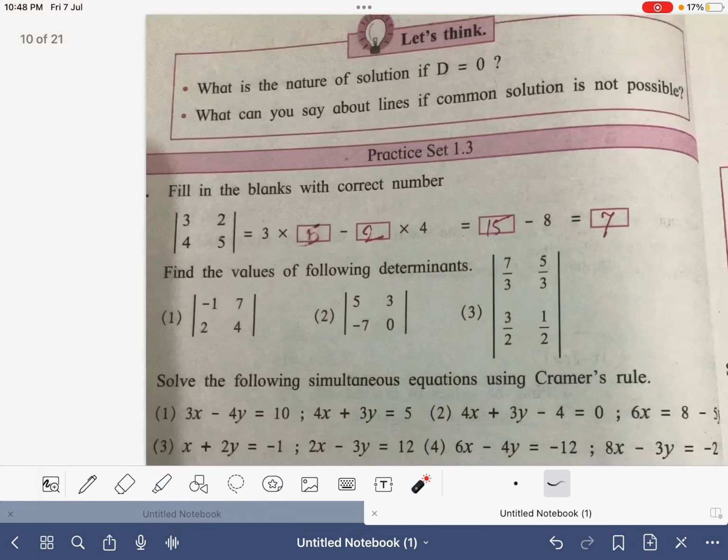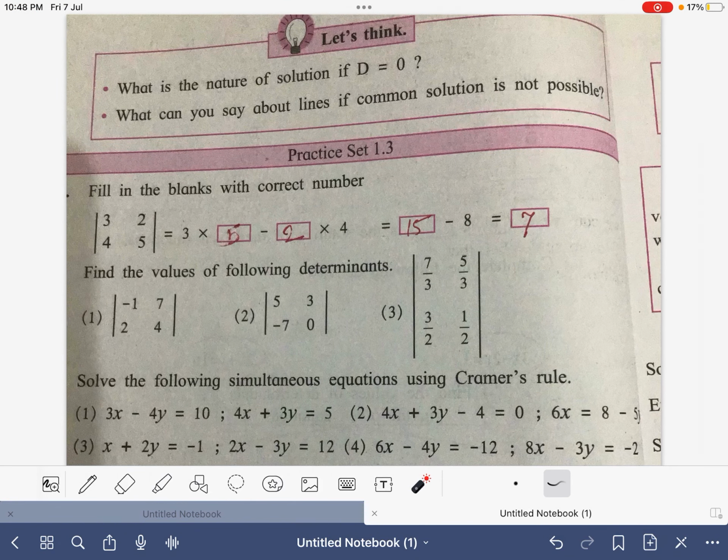Now let's move to the second one. This is the exercise, that is 1.3. There are some examples already given to you. Just fill in the blanks or correct the numbers. Second one, find the value of the following determinants. By the previous method, the cross multiplication method, we have to solve this. And these are a few examples which are already given to you.